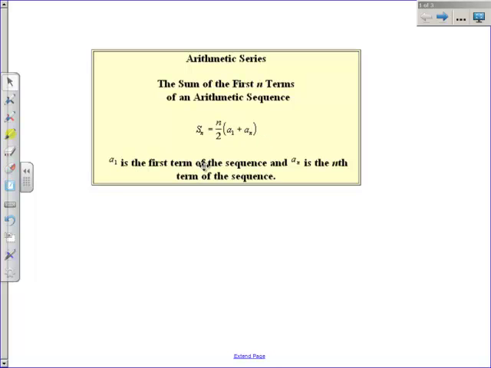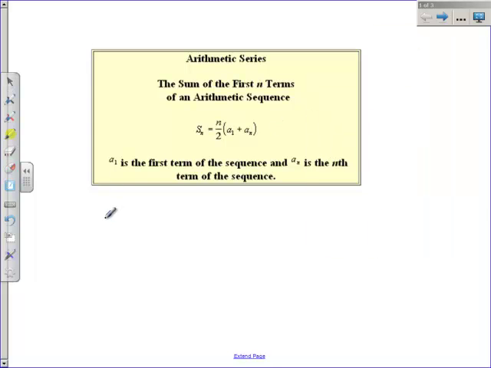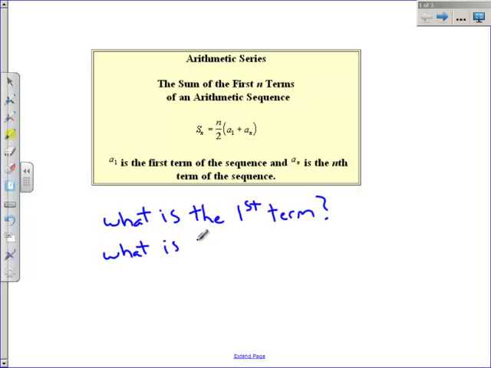This says a sub 1 is the first term and a sub n is the nth term of the sequence, and n is the number of terms you have. When we do this, you are going to need to ask yourself 3 questions. You need to make sure you know the answer to these 3. You need to know, what is the first term? If you don't know that, you need to find that somehow. That's the first question you ask yourself when you're adding up the sum of several things in an arithmetic sequence. You also need to know, what is the last term?